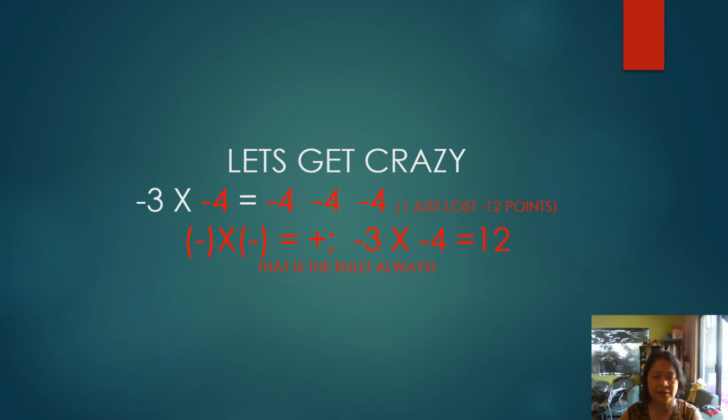Game number 2, let's get crazy. So when you multiply negative 3 times negative 4 is equals to negative 4, negative 4, negative 4. I just lost negative 12 in addition. But in multiplication, the rule is negative number times negative number, the answer is positive. In other words, when you multiply two negative number, the answer is a positive number. So, negative 3 times negative 4 is equals to positive 12. That is the rule always.